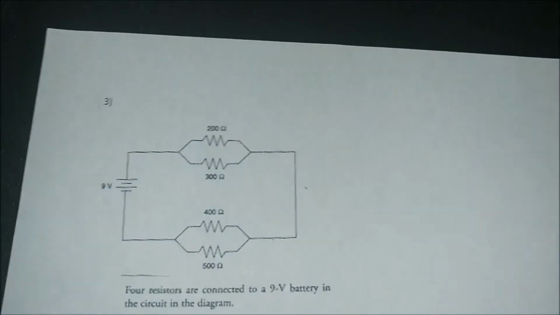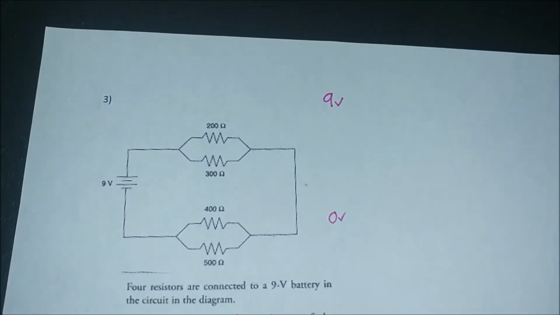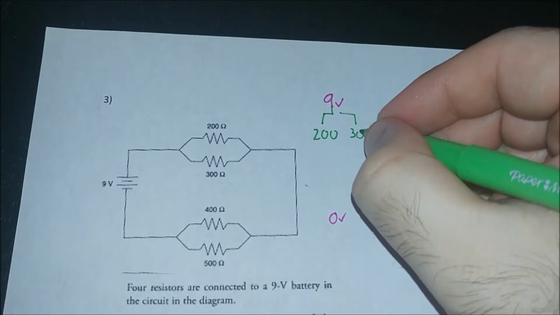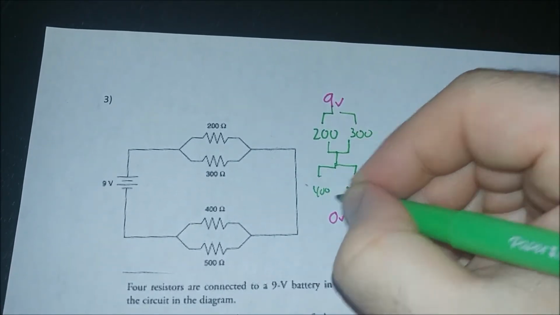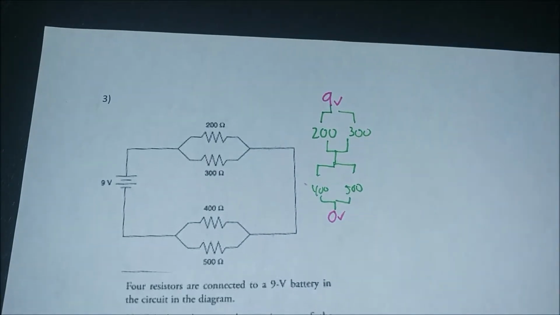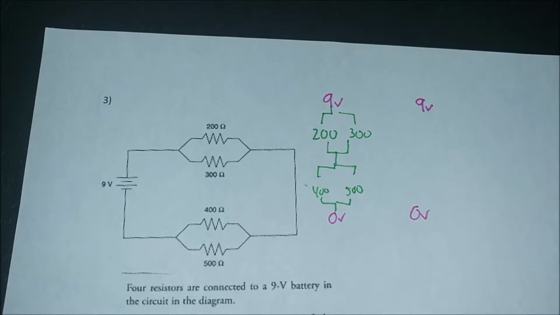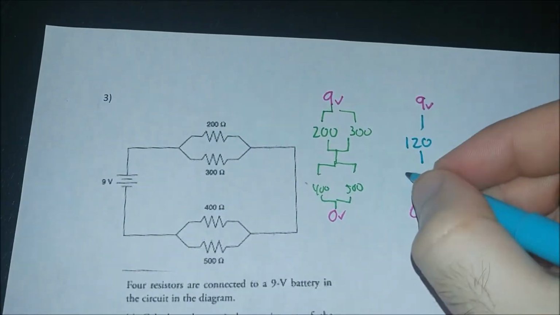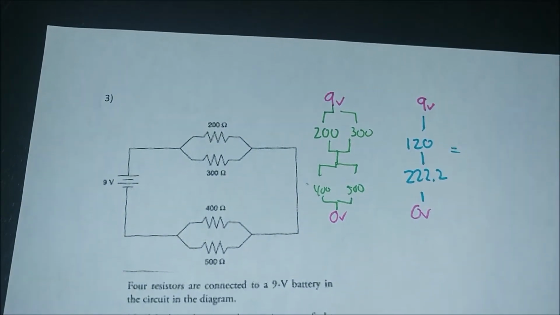Finally, look at this thing. This looks kind of brutal, but let's draw a picture of it and make it make sense. From 9 to 0, 200 and 300, those are my first branches, and it comes back together and then goes to either 400 or 500. And then back together. You can see that 200 and 300 have the same voltage, and 400 and 500 have the same voltage. Now what I'm going to do is find the total resistance of each of those pairs. The 200 and 300, it's 120 by the whole 1 over equation. And 400 and 500 get 222.2.